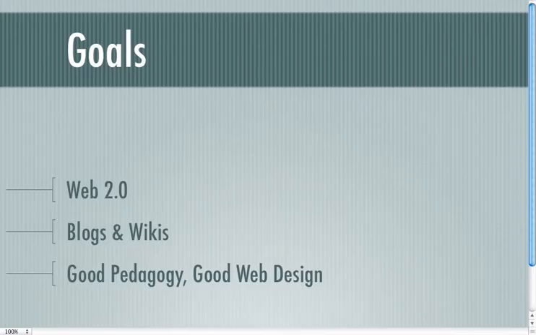The primary overarching goals for this course are to, number one, get you familiar with Web 2.0 and what this movement has meant for web-based technologies. Number two, learn the basics of blogs and wikis. And number three, identify and reflect on the concepts of good pedagogy and good web design, and ultimately how to merge all three of these together to inform your practice and to empower you and your students in the classroom.